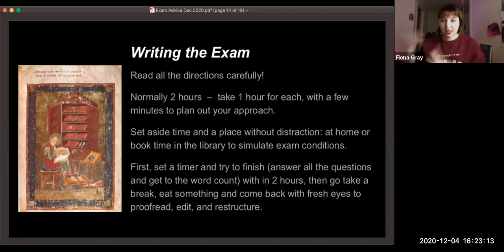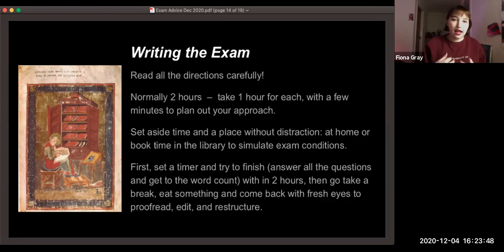And then go take a break, eat something, take a nap, whatever you need to do, and come back with fresh eyes to proofread, add more, restructure. But I'd say definitely try to get it done in those 2 hours, like you would in a real exam, and then take a break and come back to it. You might find something that works differently. Maybe you do 1 hour for each question and split it up that way. But I'd say definitely try to simulate the lack of distraction and silence that you would normally get in an exam hall to really focus.